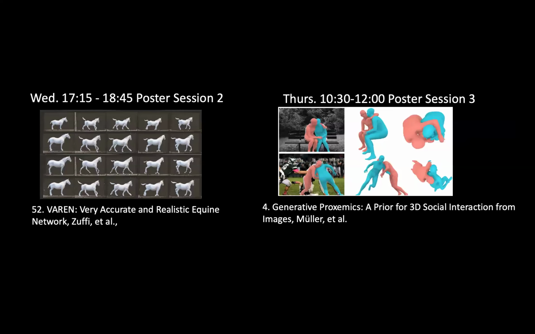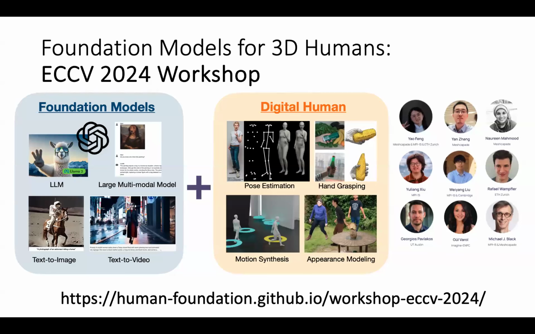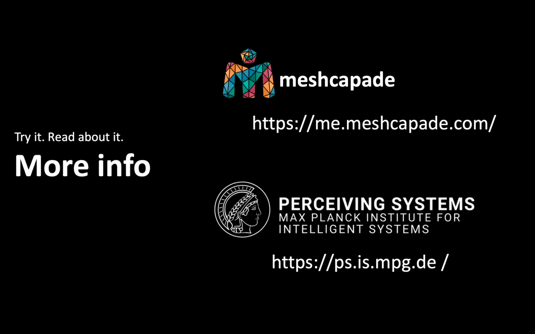And then Wednesday afternoon, horses. In case you're tired of humans, we've got some work on horses. And then Thursday, generative proxemics, which is a generative prior for multi-person interaction. And one last plug for the ECCV workshop. If you're already planning ahead, we've got a workshop on foundation models for 3D humans. So come to Milan and enjoy that. So that's it. Thanks.